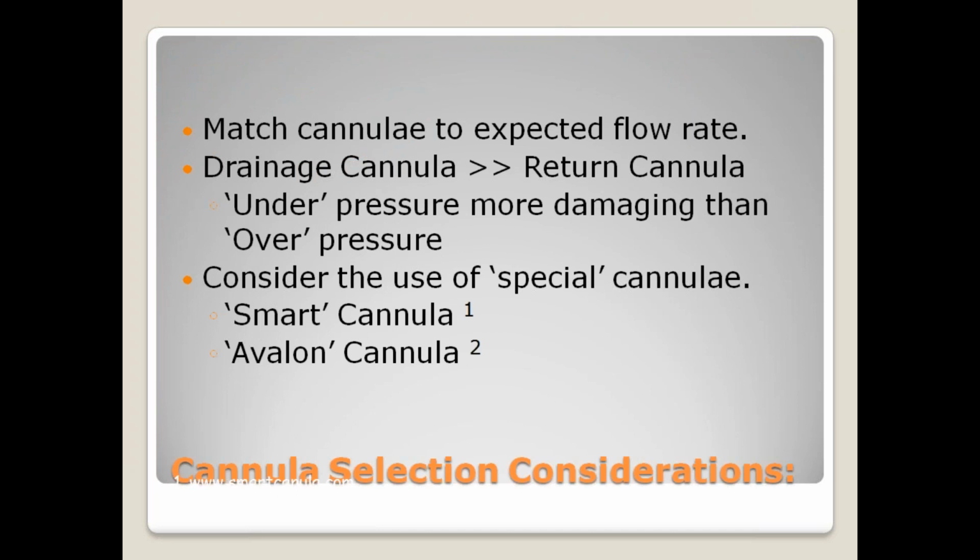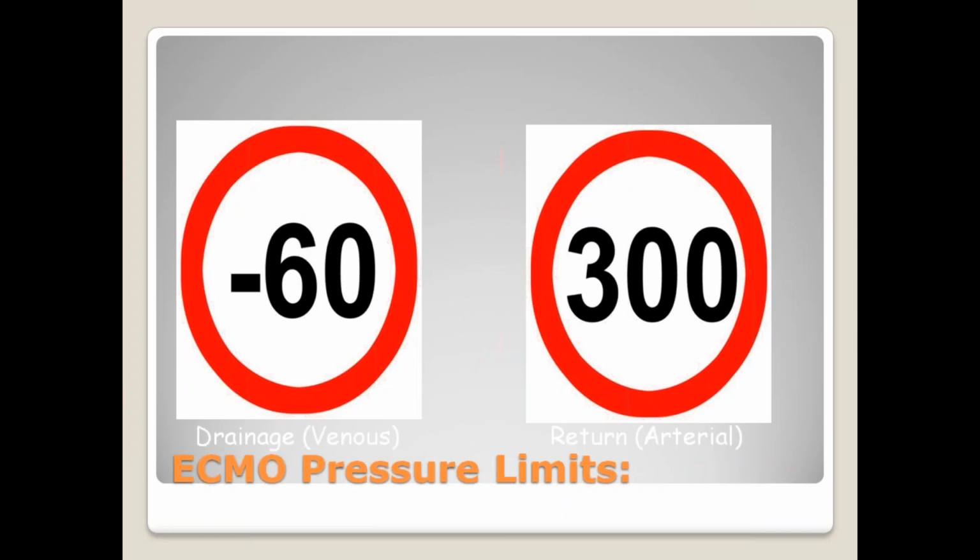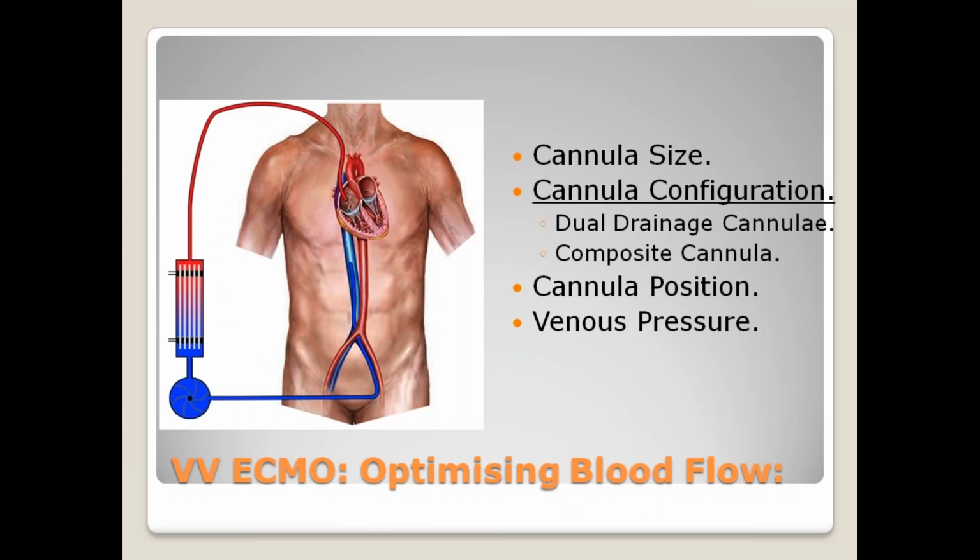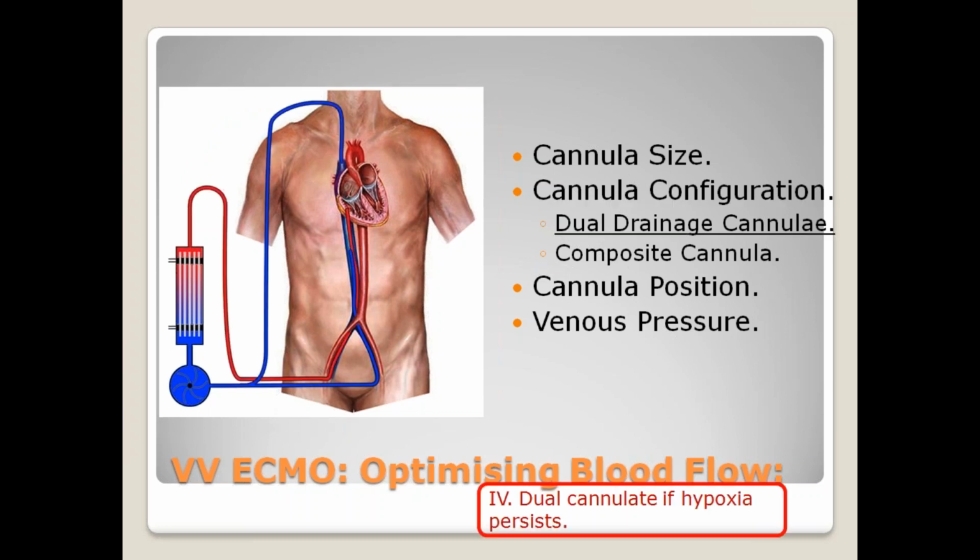Always the drainage cannula has to be bigger than the return cannula. You have to match the cannula to the expected flow rate, and the chart I have already given to you. You have to keep the venous pressure less than 60-70, and your return pressure should not go more than 300. Otherwise, the chance of hemolysis will increase. So that has to be kept in mind. So cannula size we discussed, and cannula configuration, dual drainage cannula or composite cannula. As I told you, we don't have availability of that cannula right now.